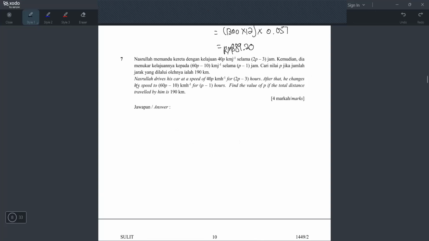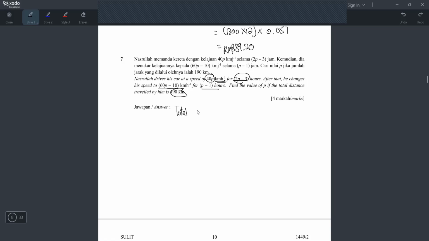Okay, number 7, let's go. Nasrullah drives his car at a speed of 40p km/h for 2p minus 3 hours. So for these hours, the speed is 40p. After that, he changes his speed to 60p minus 10 for p minus 1 hours. Find the value of p if the total distance traveled by him is 190 km. We can see all the information they give us here is in terms of p, so it's not complete, right? But they did tell us the total distance is 190 km, so I think we can start from this information.